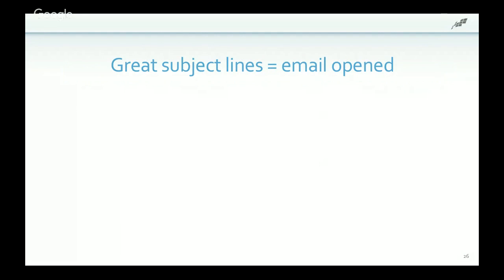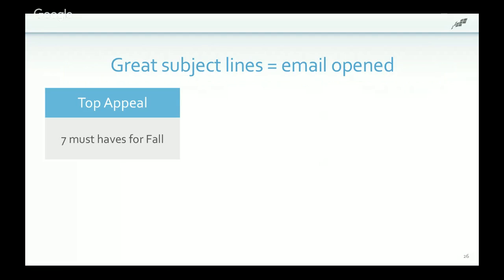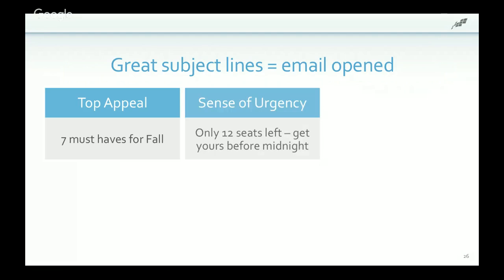Let's explore some of the ways you could brainstorm better subject lines using some of the techniques discussed so far. The top appeal: a quick list of easily digestible pieces of information. 7 must-haves for fall, 3 end-of-year tax tips, top 10 best beauty products this year. Create a sense of urgency to drive action. Only 12 seats left. Get yours before midnight. 1 day left. You won't believe what we have in store for you. Ask a question.